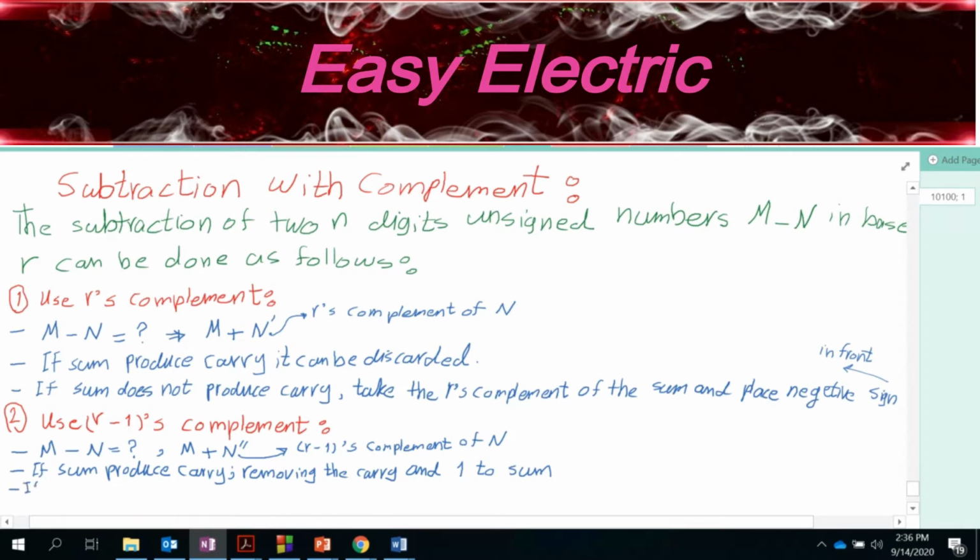So the second case is if we add with the r minus 1 complement and the sum doesn't produce carry. That means carry is 0. If this is the case, this is what you need to do: take the r minus 1 complement of the sum.